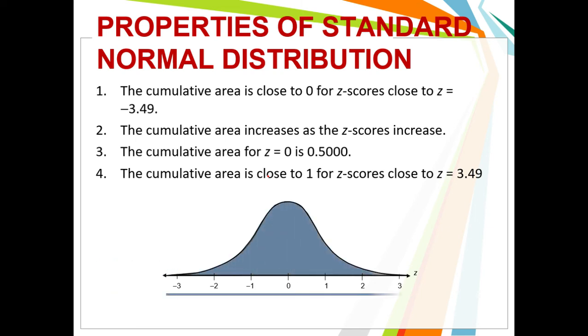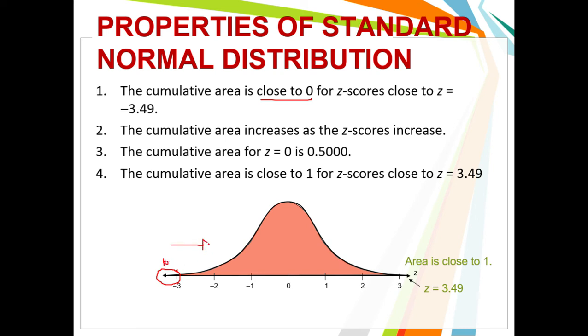Number 1, the cumulative area is close to 0 for z-scores close to negative 3.49. Okay? So yung ating negative 3.49 is nandito na side and ang values, the area for that one is close to 0. Because yung ating area will be counted from the left side papuntang right side. Okay? So parang naging starting point yung ating negative 3.49. So that's why in this part, yung ating area is close to 0.